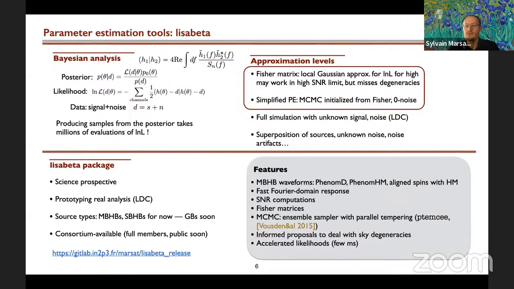But you can also do full parameter estimation, and there are various levels of detail of refinement. What we do here is simplify, which means we know what the injected signal is, so we do an actual MCMC, but still localized on the value of the source. It still allows us to explore parameter space and degeneracies. But it's not the full analysis. And in particular, we leave aside the global fit aspects where you have to consider correlations with other sources.